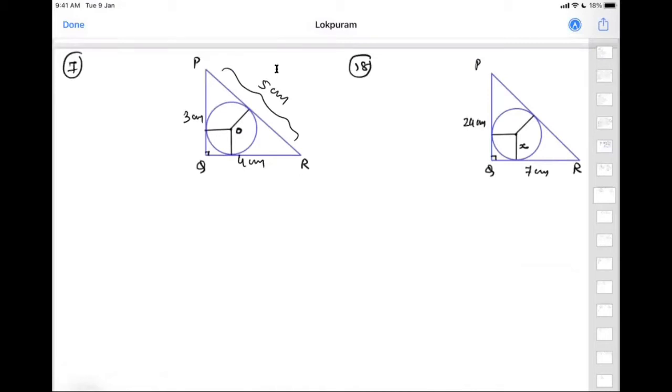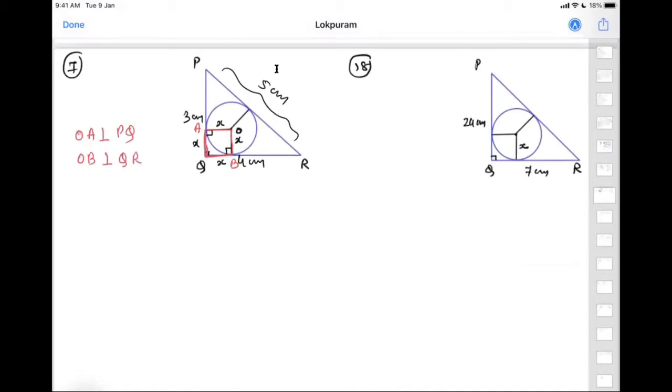So how did we do this type of question? Do you remember? In the exercise part, the same question we did. See, the radius is perpendicular to the tangent. We can take this as x, which is the radius. Now we have to prove that this is a square. How can we prove square? Because OA is perpendicular to PQ, and OB is perpendicular to QR.